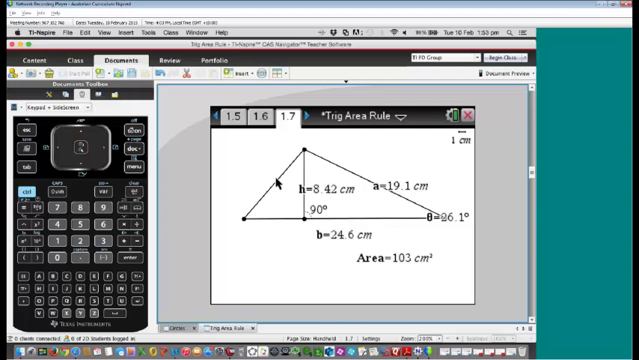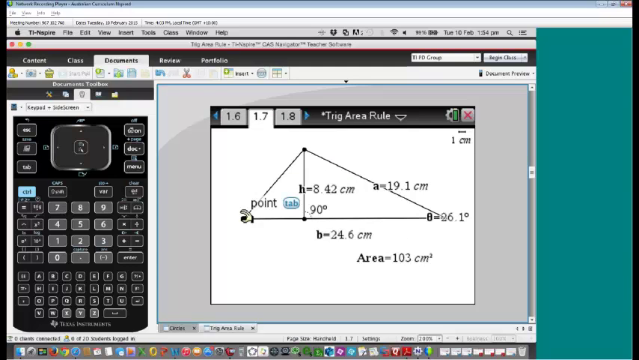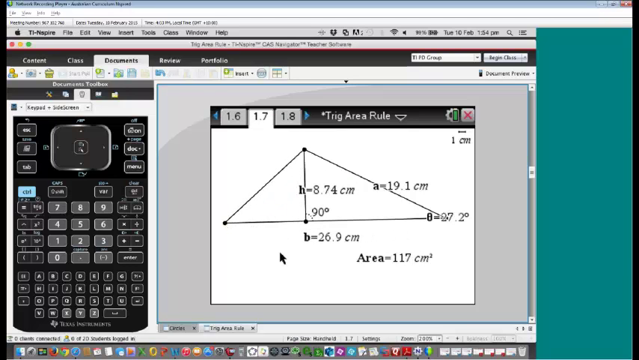Okay, so we have this triangle. It has different information, very random. If we go into 1.8, you'll notice at the moment that there is no information there at all. It's a totally blank spreadsheet, and this has already been set up for the students and yourself. So going back to 1.7, I might just move this triangle around a little bit by grabbing one of the vertices.